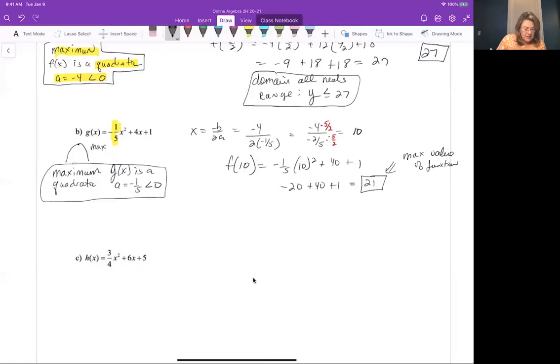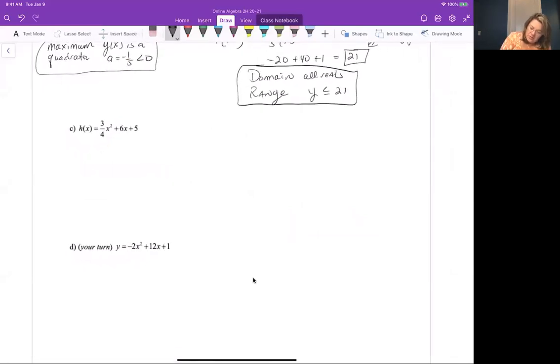Okay, I'm not done yet. I got to give my domain. Domain for a quadratic, we have no limitation on my inputs. So it is all reals. And my range, since it's a maximum, is y is less than or equal to 21. So there's the 3 things that they wanted. Moving on.